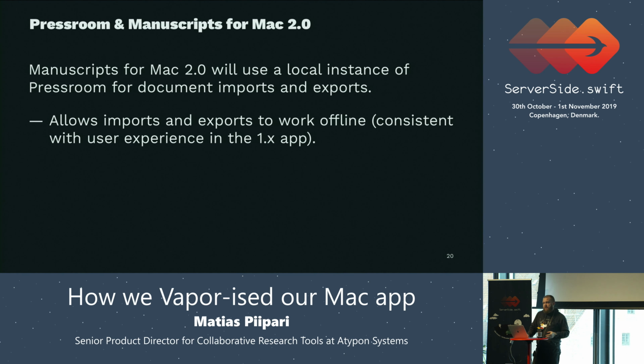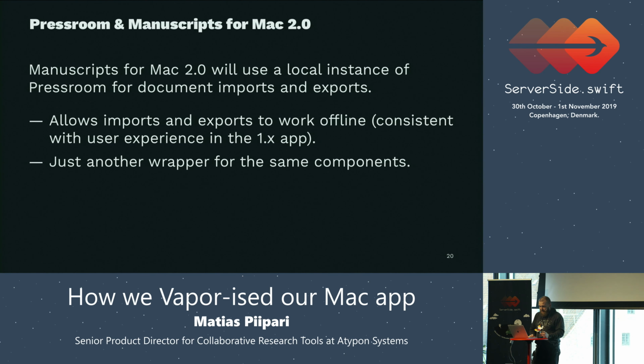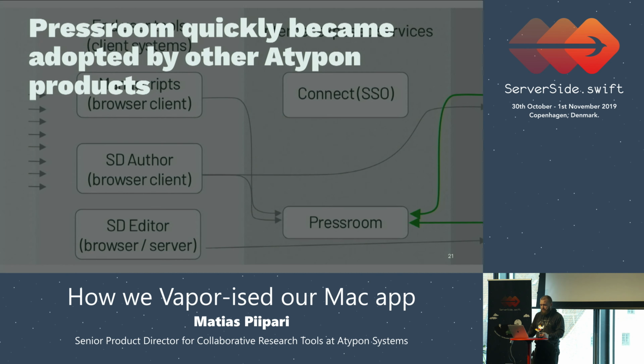The whole point of having this Mac application still, whilst it's collaborative and works in the browser, is so that people can write for long periods of time when they're offline and have a neat platform integrated experience. So in a way the Swift and Vapor side of it was just another wrapper for the same components.